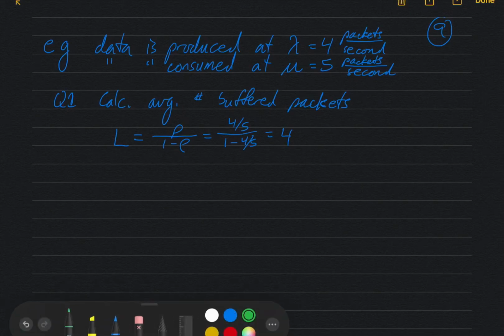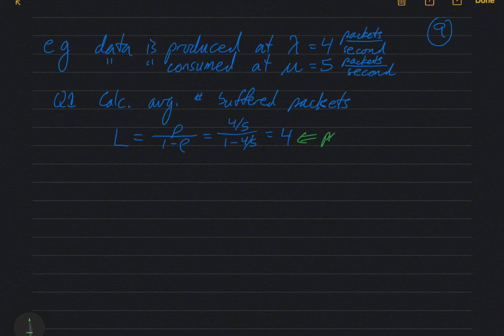Now, this number is the packets in the system, but remember that includes the ones waiting in the queue plus the one being served. And the question was, how many do we have buffered? So therefore the average number buffered equals L minus 1 equals 3. Okay, next question.